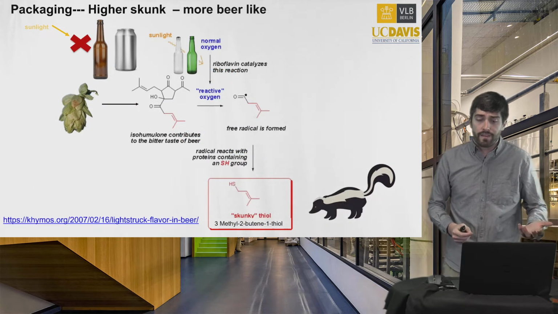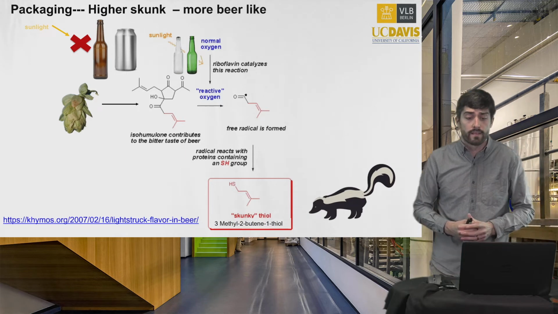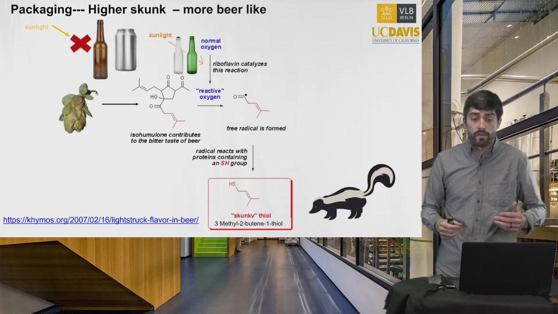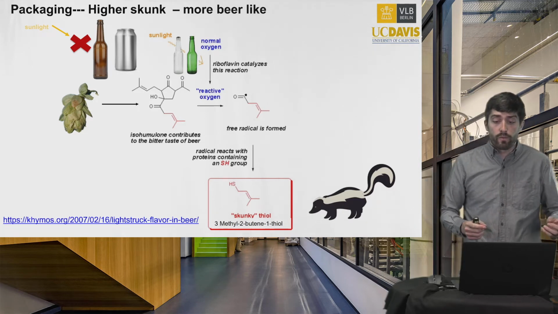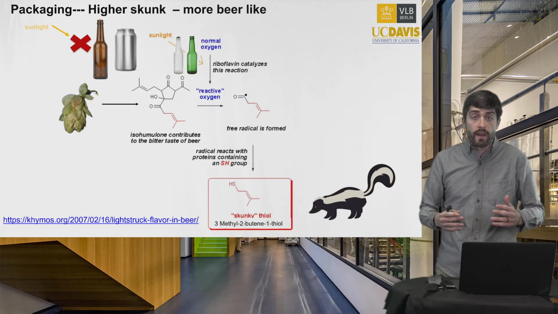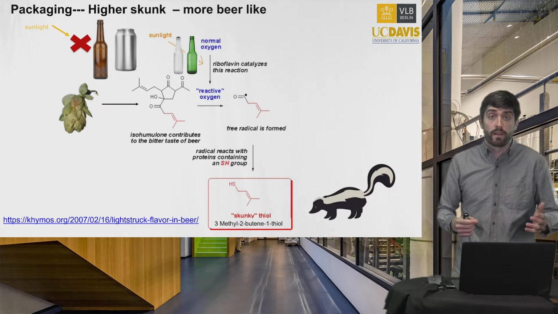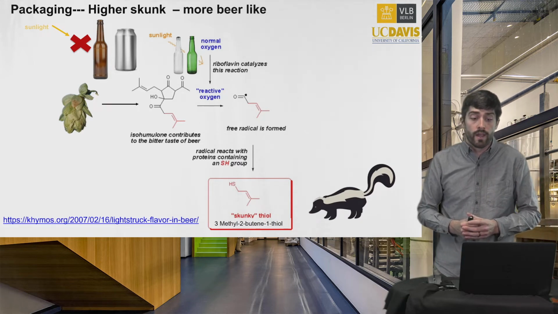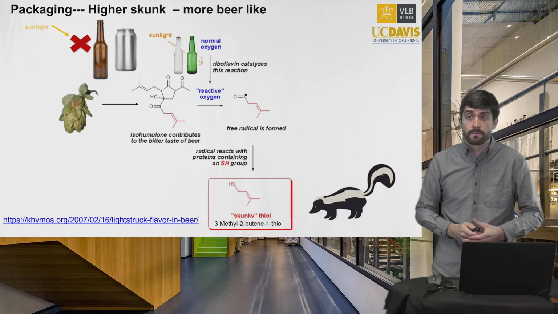Another really interesting finding was that skunky character was related to an increase in beer likeness. As most of us should know, this is a characteristic that is related to both hops and packaging. It occurs when the side arm of isoalpha acid is cleaved by a reactive oxygen species that's produced when UV light can get through clear and green bottles. And this causes a cascade which produces skunky thiol.